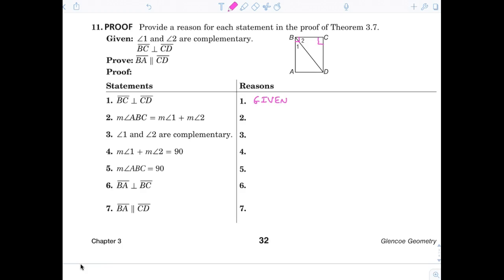Now, angle ABC, don't be confused by this. The measure of angle ABC is equal to the measure of angle 1 plus the measure of angle 2. Very good. Angle addition postulate. Now, why are angle 1 and 2 complementary? Given. And why does the measure of angle 1 plus the measure of angle 2 equal 90? Definition of complementary.